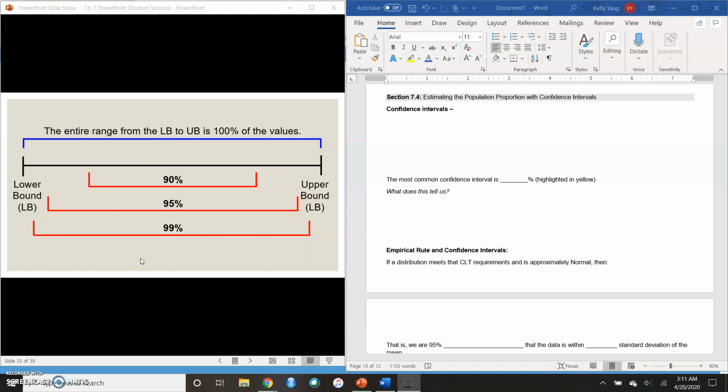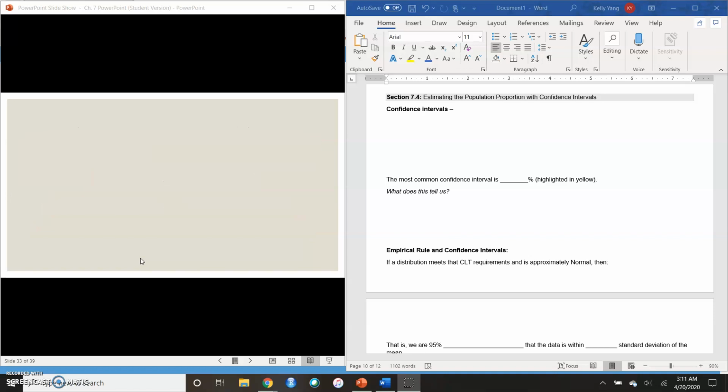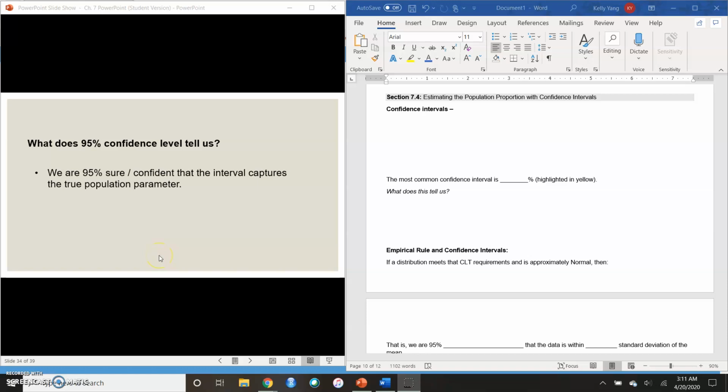But again, like I've mentioned, the higher your confidence level isn't always a good thing, because when your confidence level is so high, you give yourself very little room to make a mistake. So a 95% confidence level tells us that we are 95% sure or confident that the interval will capture our true population parameter, giving us a 5% uncertainty. Whereas with a 99% confidence level, we're more confident and more sure, but that only gives us 1% to make a mistake or for uncertainty. And so sometimes when your confidence level is too high, that's going to lower the power of your study.